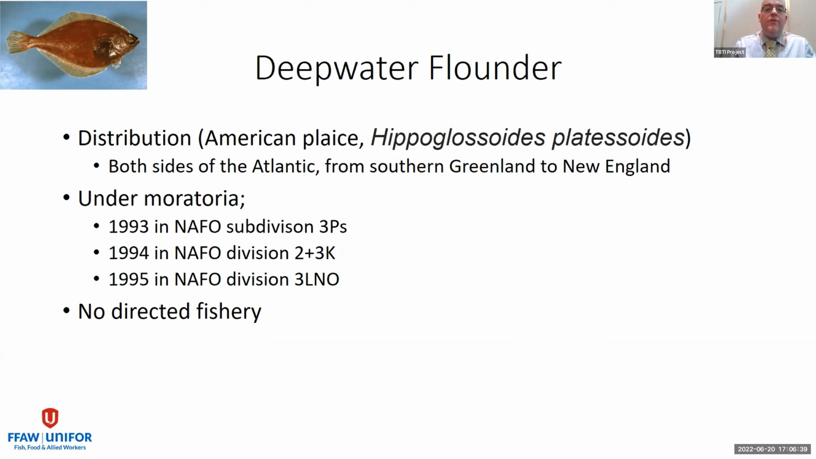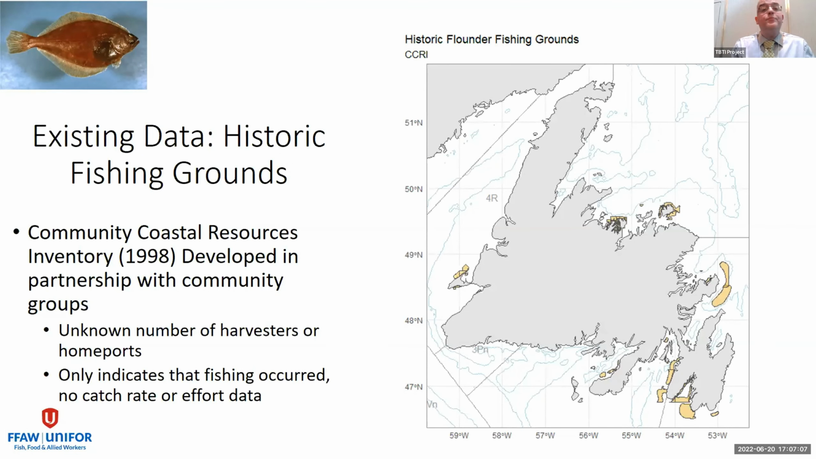So just briefly on the species itself, it's also called American plaice. Both sides of the Atlantic, from southern Greenland to New England in the US, under moratoria since the early to mid 90s. No directed fishery currently, but there is bycatch, mostly in the NRA region in the offshore specifically. Not to the level that it used to be, but for example, in 2017, there were approximately 1,100 tons of deepwater flounder caught in the NAFO region.